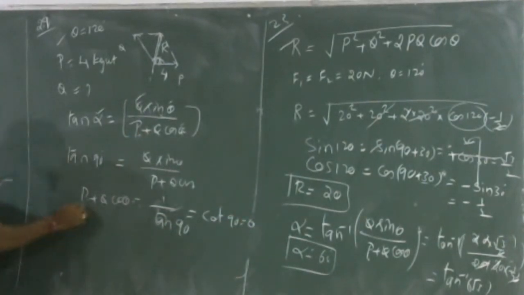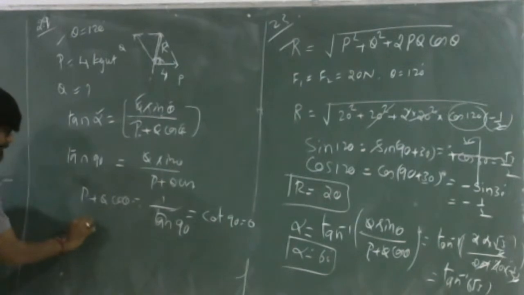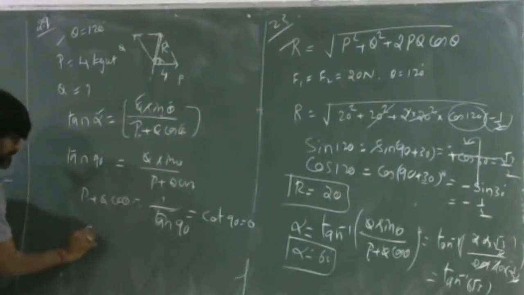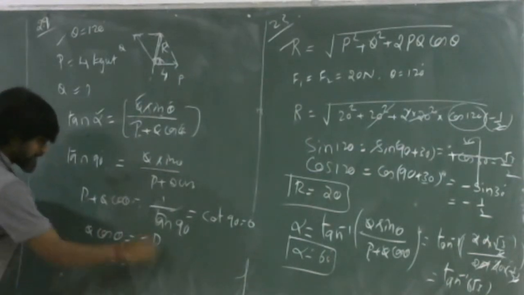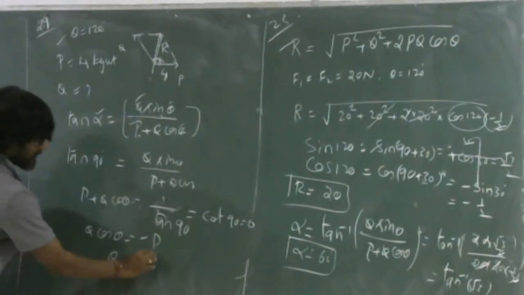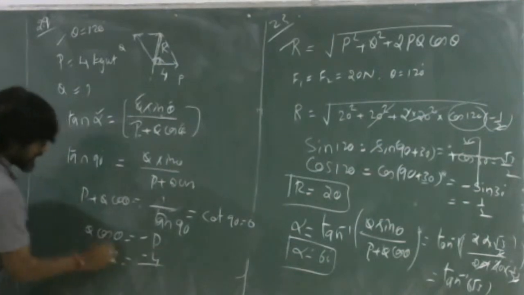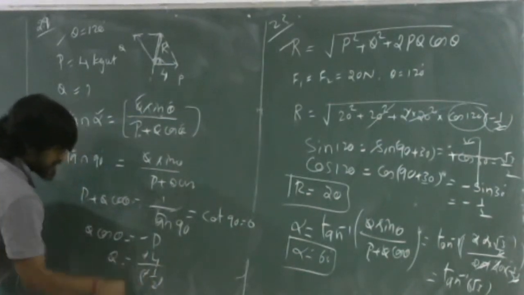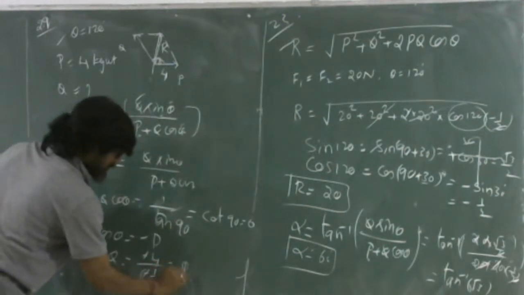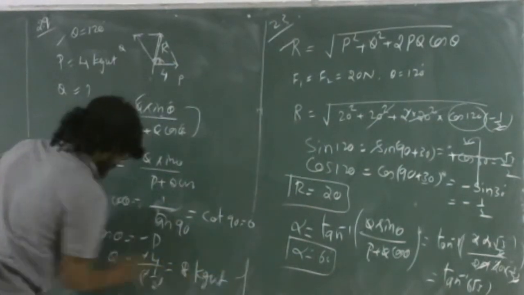So if it is 0, you can take P is equal to minus Q cos theta, or Q cos theta is equal to minus P. So Q is equal to minus P by cos theta. P is 4, and theta is 120. Cos 120 is minus 1 by 2. So the minuses cancel, and it comes to 8 kg weight.